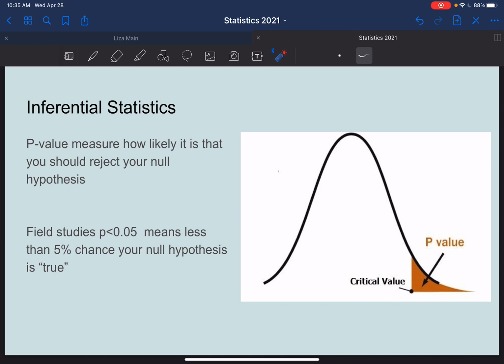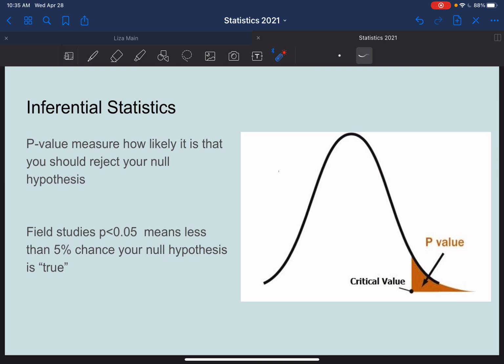That's why p-value, the magic number, is always 0.05 or less. By the way, that's for field studies and most science. In medical studies, when we're talking about people, we want error so little that the p-value has to be 0.001, less than 0.1%.